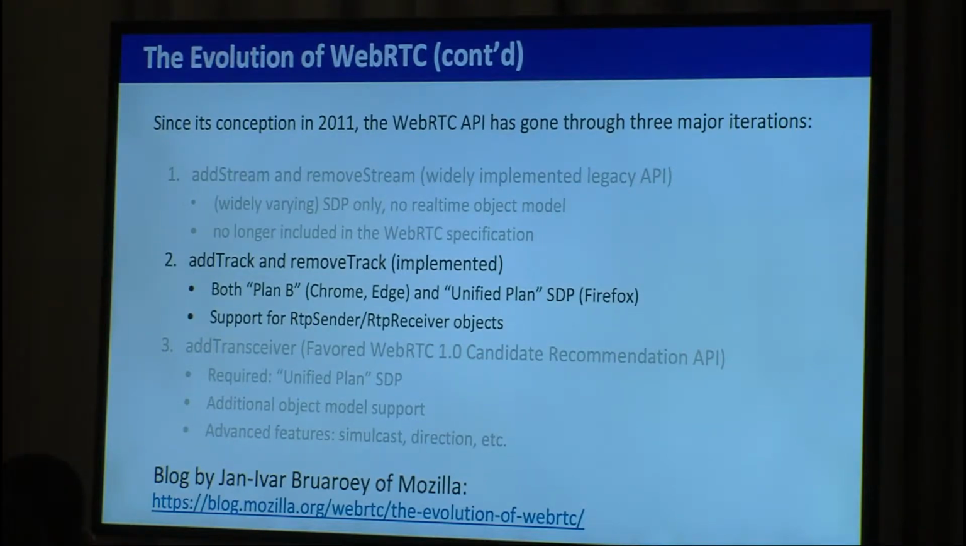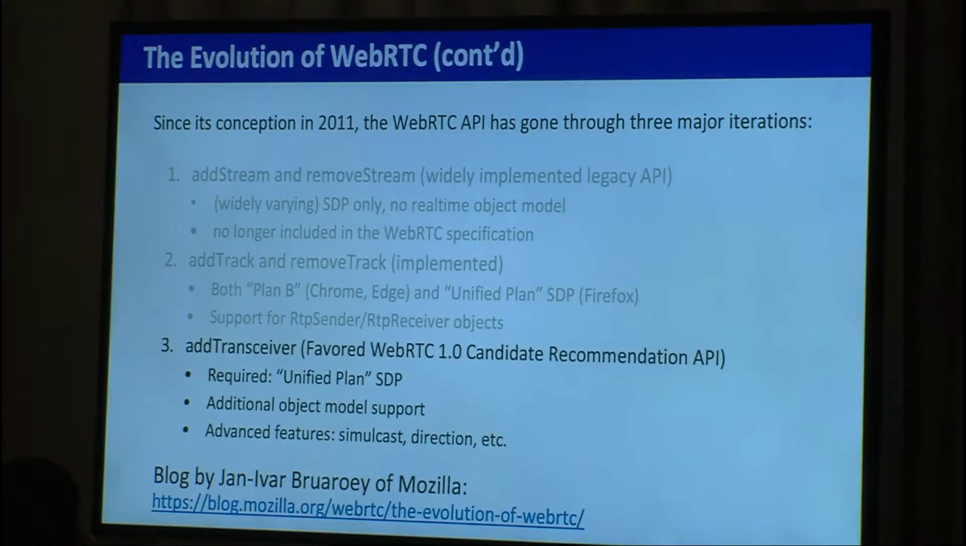But unfortunately, we had very big differences in SDP. Chrome had Plan B, and that was also implemented in Edge, whereas Firefox did Unified Plan. And we did have the sender and receiver objects, but we didn't have the other objects there. And for that, we needed Unified Plan. So ultimately, we ended up with add transceiver.